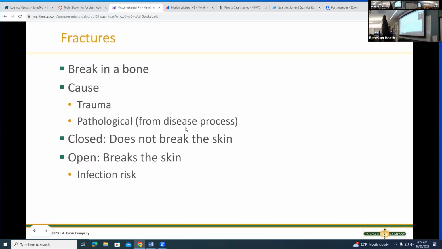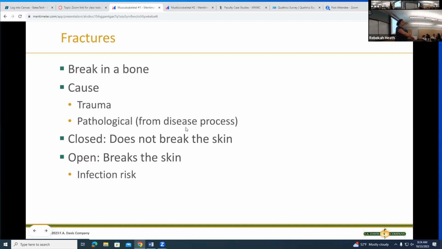So closed fracture versus open fracture. This is really important to know because it helps us know the extent of the fracture and also the treatment. So a closed fracture is when you have your bone and it's broken, but the skin is all intact.